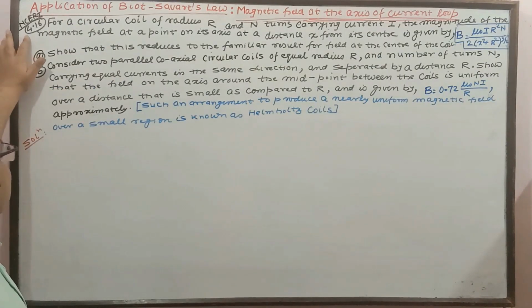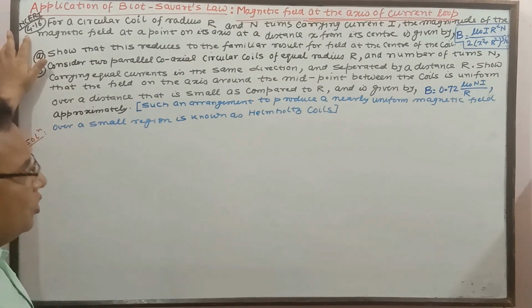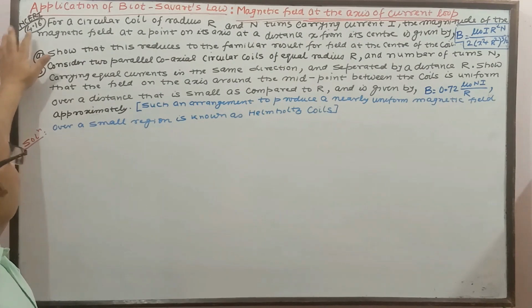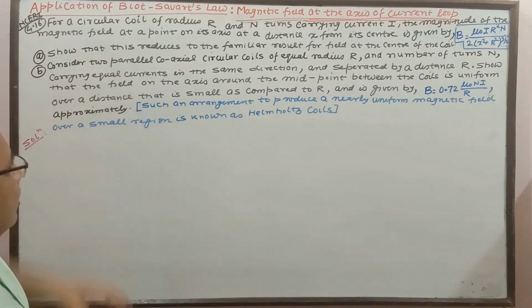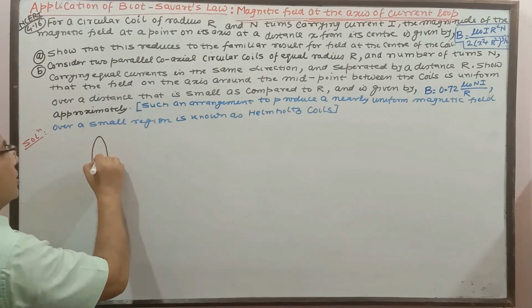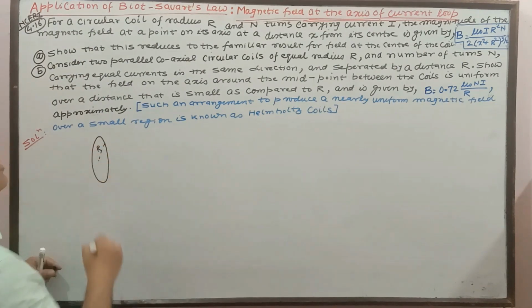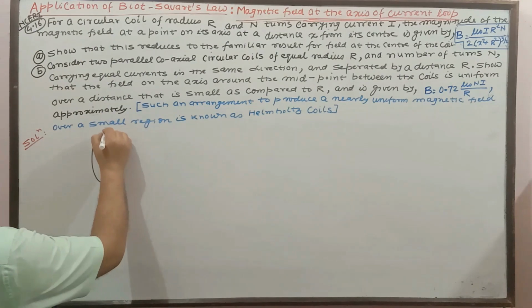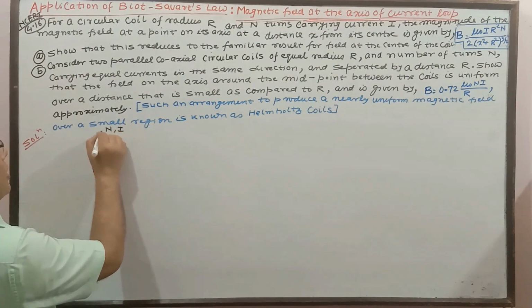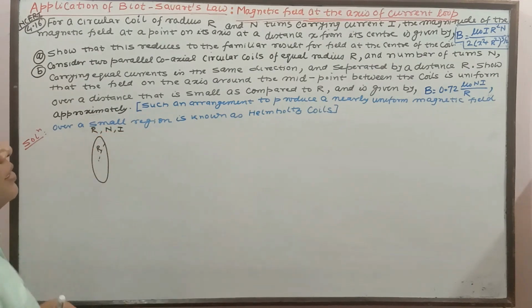Next question, NCERT 4.16. Though the question is a little bit lengthy, one by one we are going to solve it in steps. For a circular coil of radius capital R, you are given a circular coil. What is the radius? The radius is capital R. And n number of turns are given, carrying current I. Radius R, number of turns n, carrying current I.